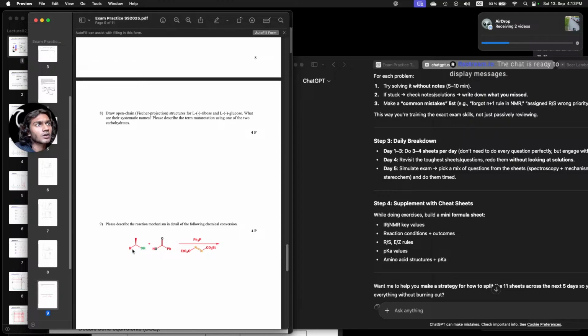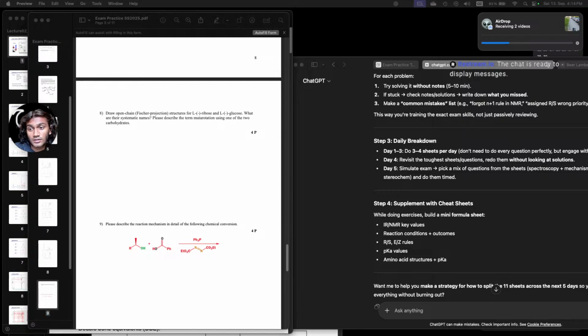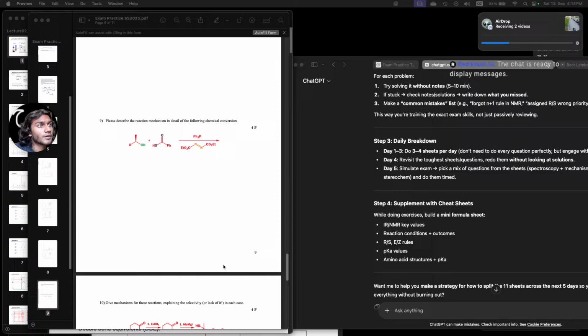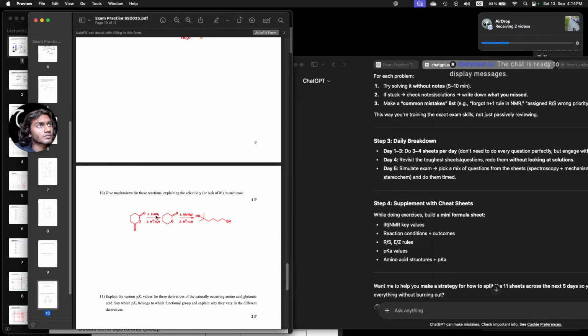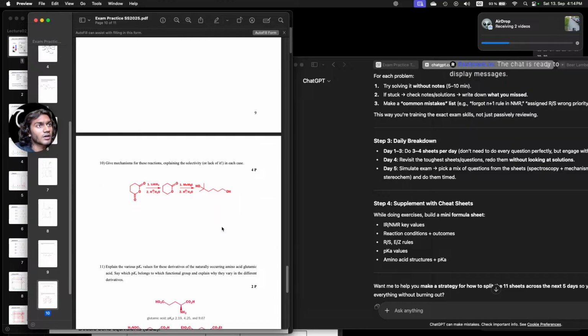So it's an alcohol. This one is phenol. Phenolic acid. And PPh3. Give mechanism for these reactions, explaining the selectivity or the lack of it in each case. I don't know what these things are.